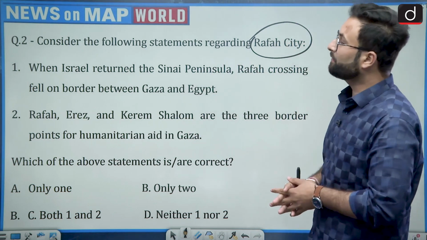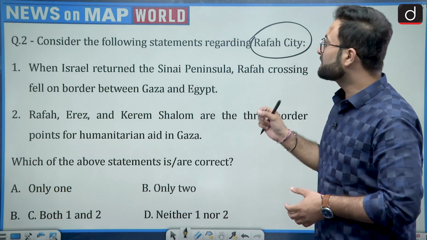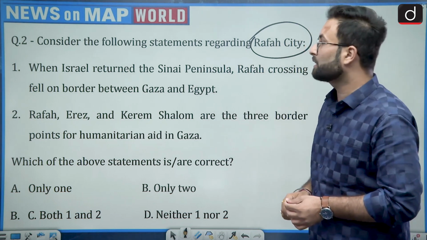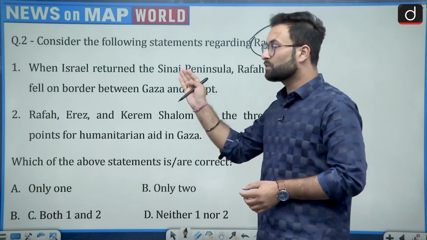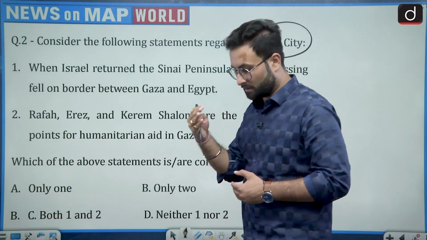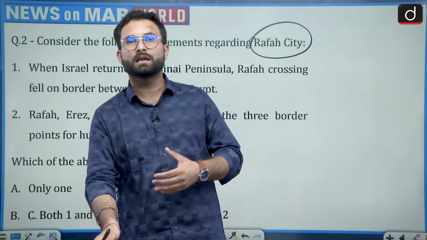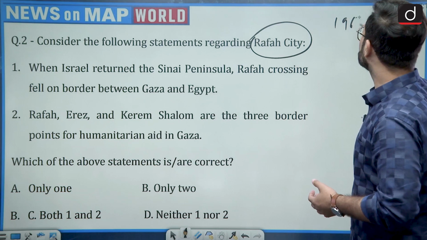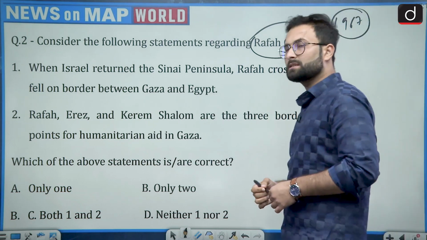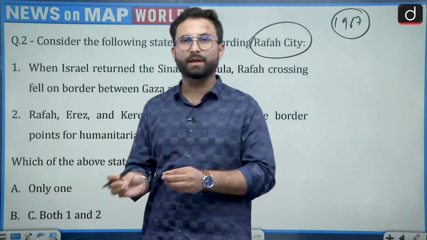So let's see. Statement 1 says that when Israel returned the Sinai Peninsula, Rafah crossing fell on the border between Gaza and Egypt. Okay, so when we are talking about this Sinai Peninsula and Golan Heights, these are the areas which have been occupied by Israel during a war in 1967, and they kept these areas, but afterwards they returned the Sinai Peninsula to Egypt.